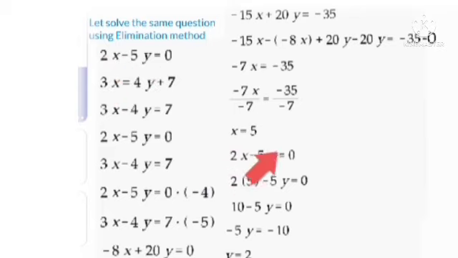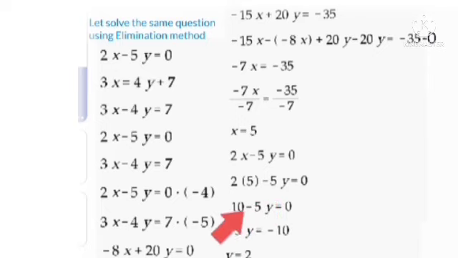So we are going to have 2x minus 5y is equal to 0. And then we substitute 5 anywhere we see x in equation 1, since they are equal. So we're going to have 2 into bracket 5 minus 5y is equal to 0. Simplifying that, 2 times 5 will give you 10 minus 5y is equal to 0. Now what you want to do is subtract 10 from both sides in order to make negative 5y the subject of the formula, after which we now divide.